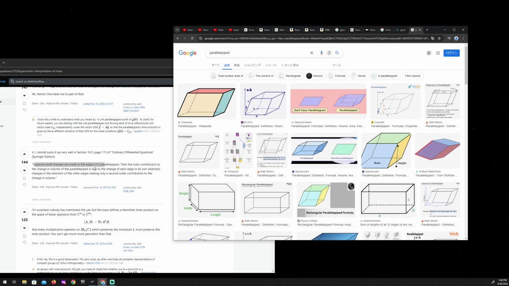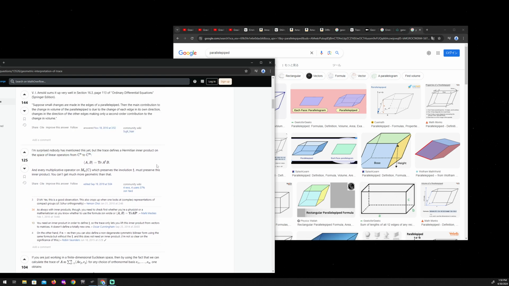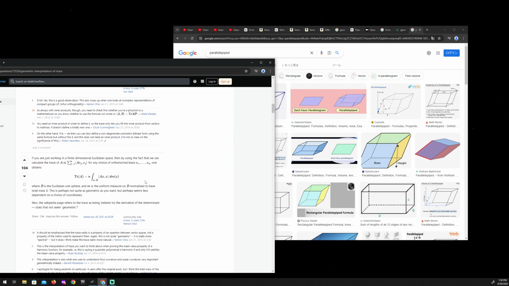Change in volume of the parallelepiped is due to the change. Okay, the main contribution to the change in volume is due to the change of each edge in its own direction. Changes in the direction of the other edges. I can't visualize exactly what they're describing here about moving around these edges. I don't get it. Okay. This one talks about Hermitian matrices, which is even a little more complicated than what I want to think about.